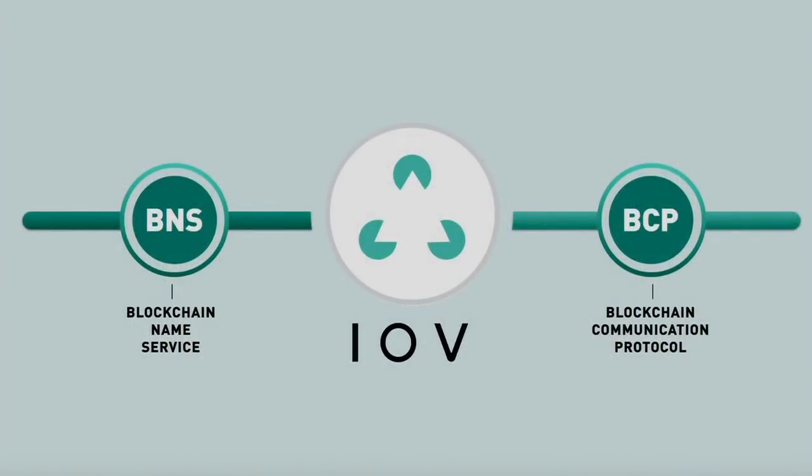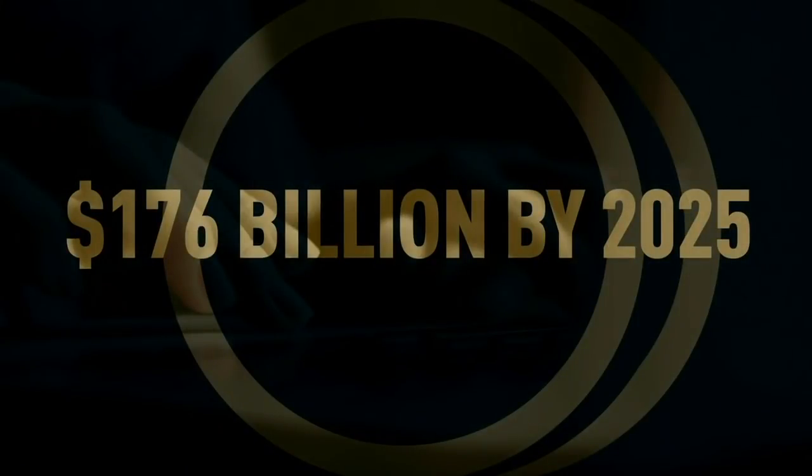The blockchain market is in its early stages and is projected to be $176 billion by 2025, according to research by Gartner. IOV sells enterprise licenses for the BCP and capitalizes on its first mover advantage by partnerships with Fortune 500 companies and blockchain payment processors.